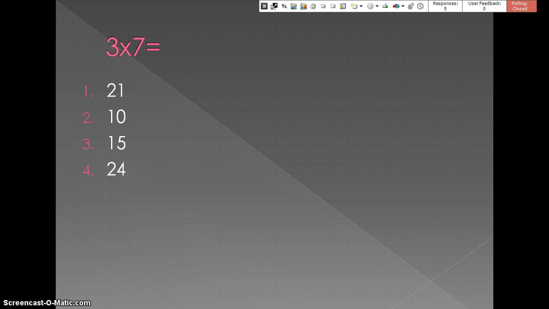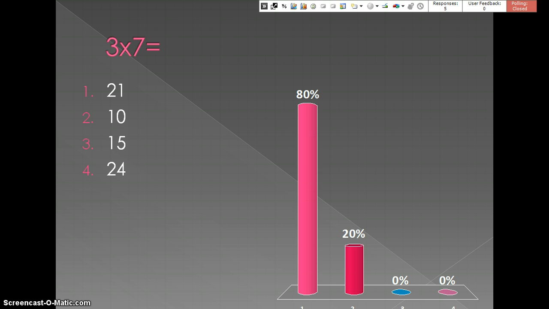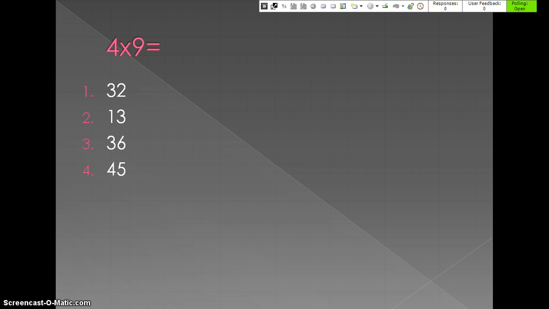All right, hopefully everybody got their answers in. Most of you chose option 1, 3 times 7 is 21. Let's see if that is correct. It is the correct answer. All right, our next problem is 4 times 9. The timer has started.